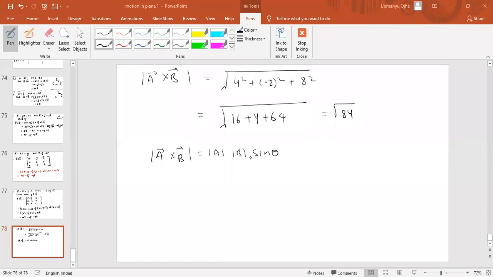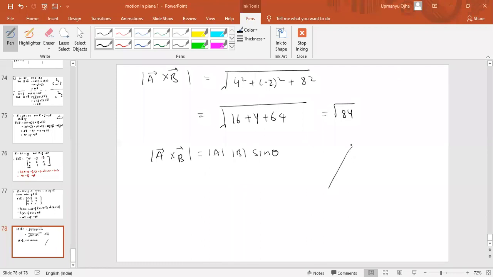No, no. The angle between A and B, I'm asking. Angle between A and B. It is not 90 degree, okay? 90 degree is C vector. See, you are all getting confused.